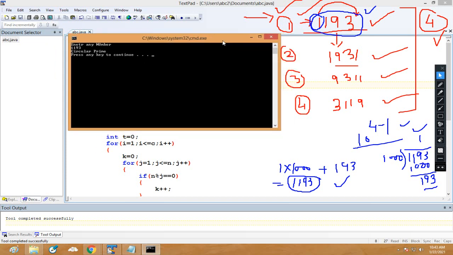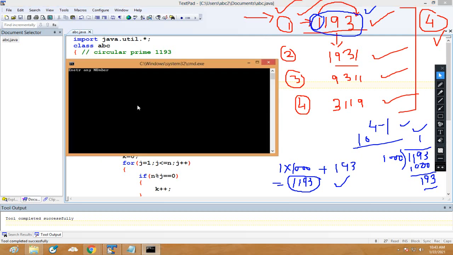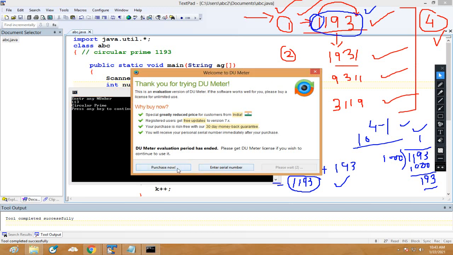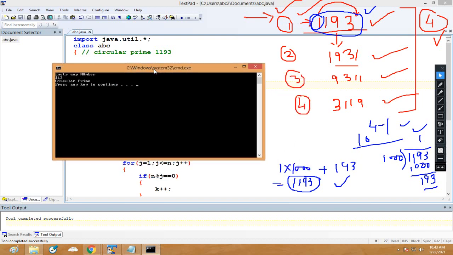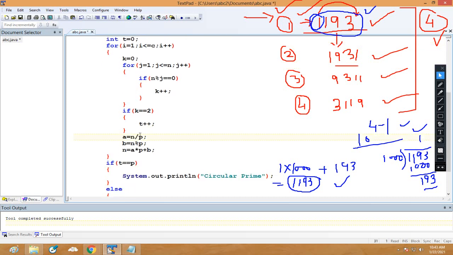So I hope this working is clear, because this is working. One more number is there. Just let me check on that also. 113. Yeah, it is working. Now who is having the problem? Because this is happening correctly, working. And the logic which I have told, let me repeat here.